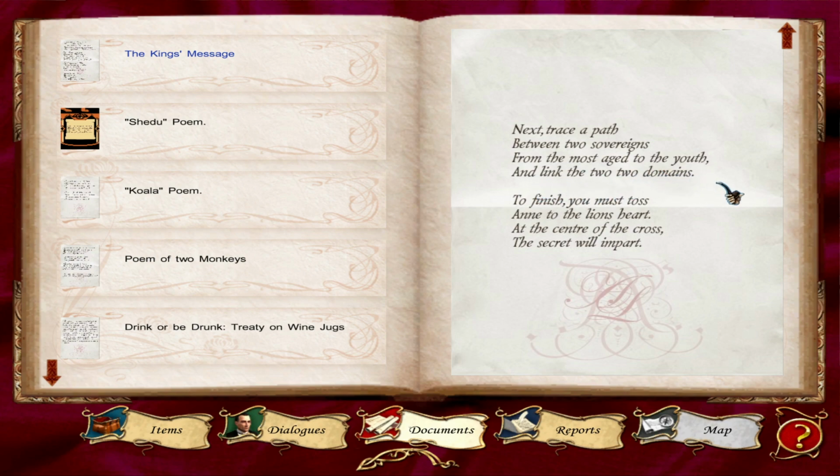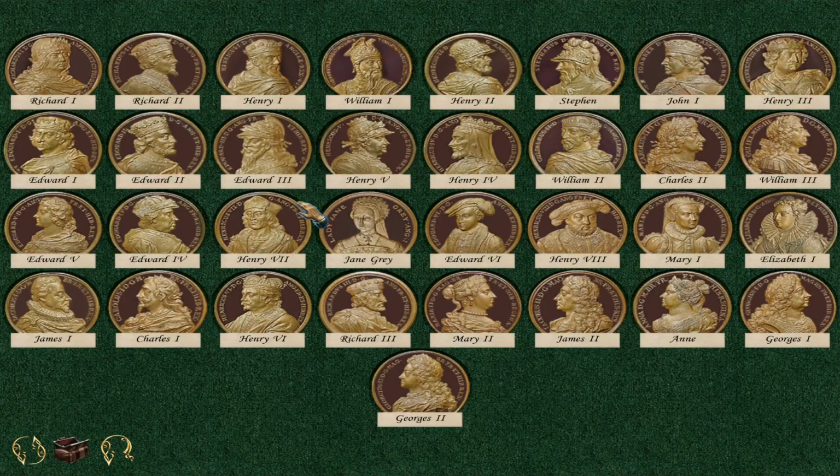And link the two domains. I feel like I need to know something about British monarchy to get this. Next, trace a path between the two sovereigns from the most aged to the youth. Like, I don't know who the youngest is. Like, is it based on this? Like, between these two now? Like, assuming that this is supposed to be in chronological order?